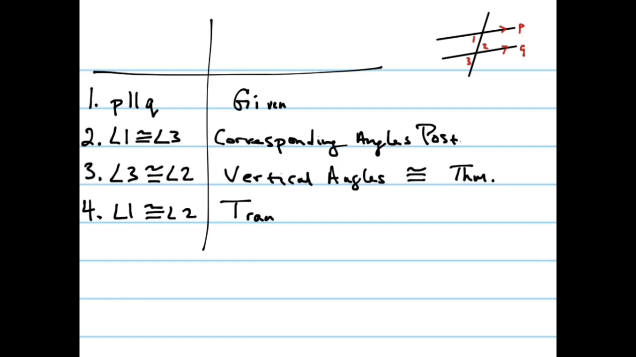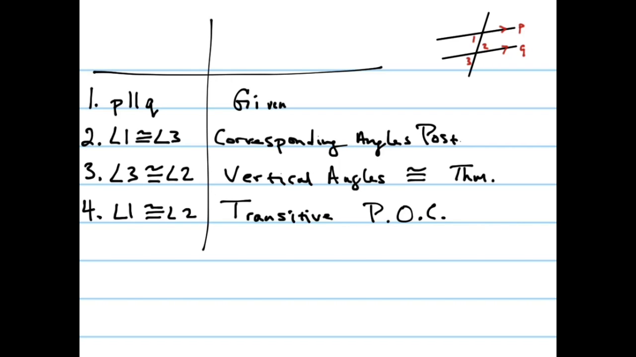And then we said that this means that angle 1 is congruent to angle 2 by the transitive property of congruence. Why am I not using the transitive property of equality? Because we're dealing with congruence, not with equality of measure. Make sense?